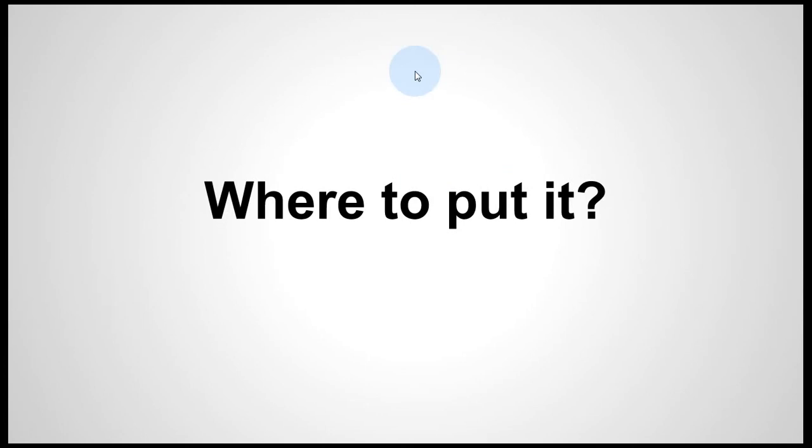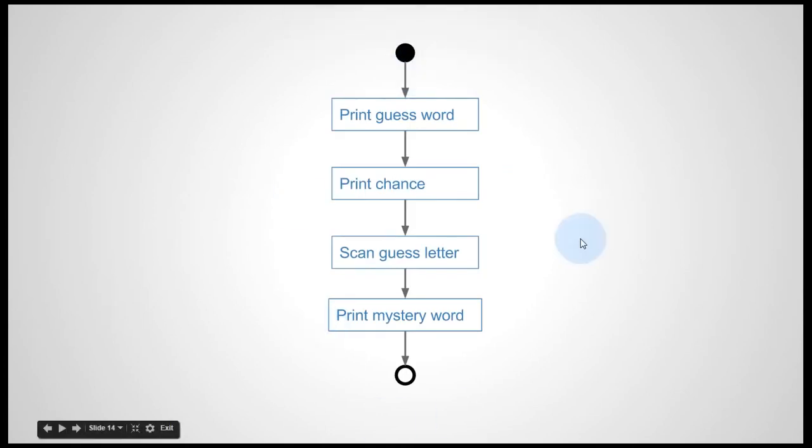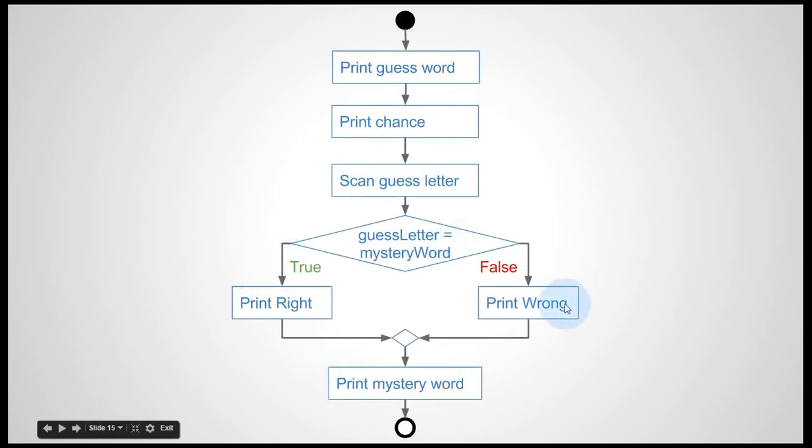So let's take a look at the activity diagram of the game we had from our last video and try to answer the question, when do we want to check the guess letter, when we want to compare it with the mystery word? After we already scan it, right? So I'm just gonna put the activity diagram here, and we're gonna have the finished activity diagram for our new program, new game. And now we're gonna implement it.